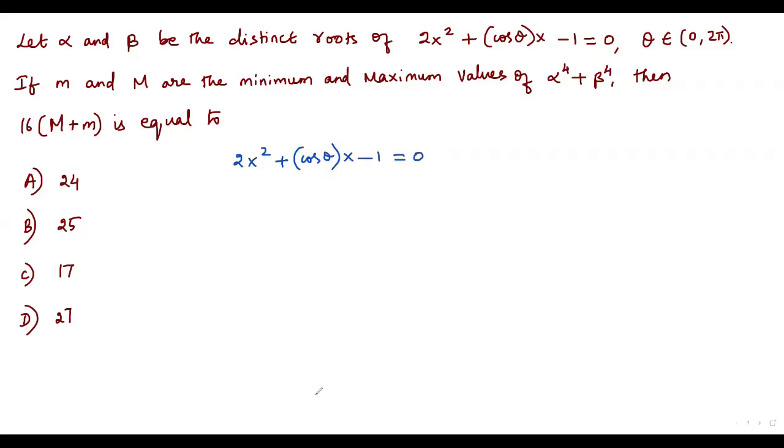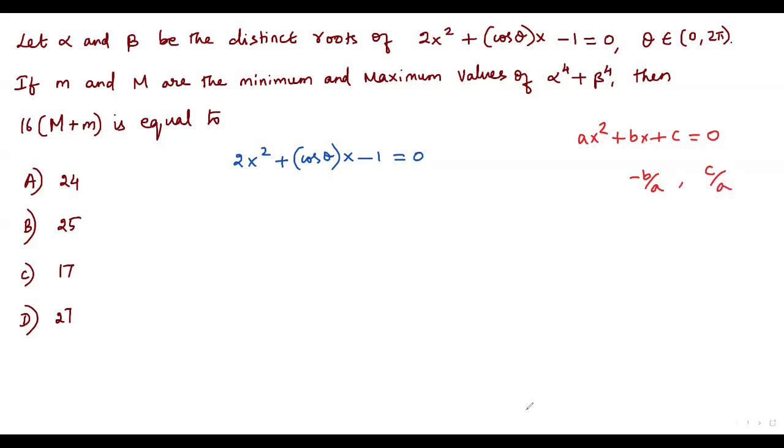Now let's consider a quadratic equation in standard form, that is ax² + bx + c = 0. For this quadratic equation, we have formulas to find the sum of the roots and the product of the roots. The formula for the sum of the roots is −b/a, and the formula for the product of the roots is c/a.